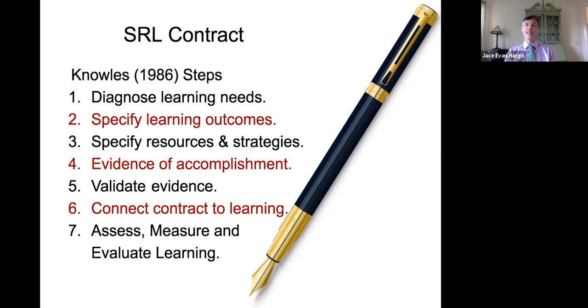Evidence, as we talked about last time, is really big. How are they going to share that evidence? It isn't just the homework or the completion of the homework. I'll share with you some really clear, specific strategies on additional evidence that you may want to gather to identify at what level the students are operating in this regulation. Then you have to connect these things and then assess and measure.